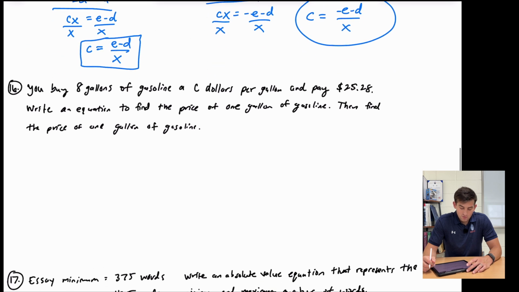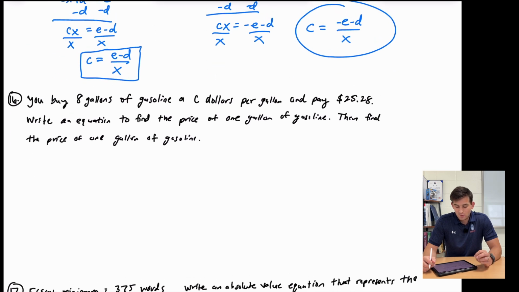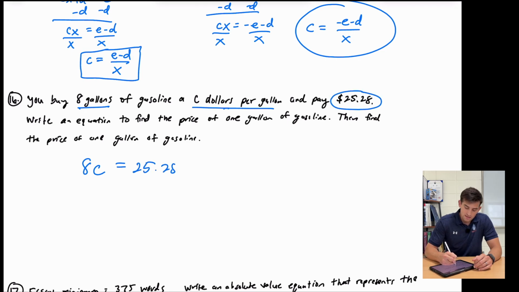All right, number 16, we're buying 8 gallons of gasoline at $C per gallon, and we pay $25.28. We want to write an equation to find the price of 1 gallon of gas, and then find the price of 1 gallon. Well, we're buying 8 of them, and it's C dollars per gallon. So that's 8 times C, which we could write as 8C. And it says our total pay was $25.28. So that's our equation that we could write for our total cost. And now let's just figure out what C is, because that would be the price per gallon.